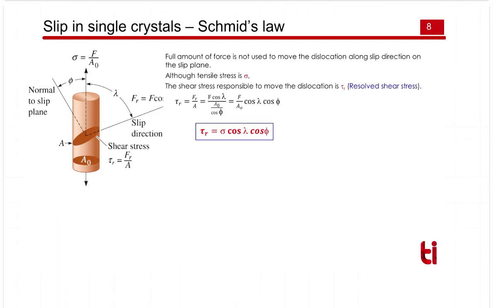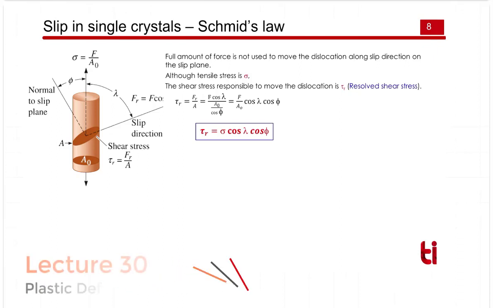Now let's consider a slip in this single crystal. You are applying a tensile force F. This is the slip plane. So this tensile force will act as a shear force on this slip plane. That shear force will be F cos lambda. This is the angle lambda. So this is the resolved component of this force.